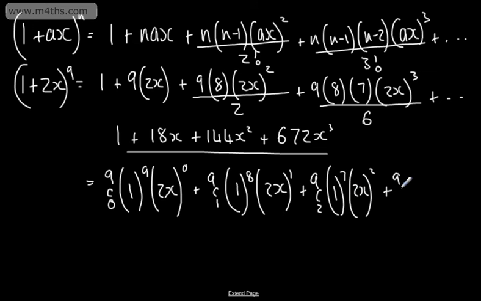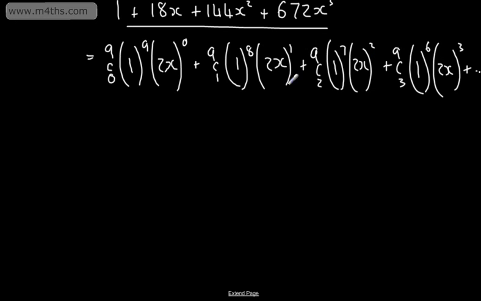Plus 9c3, we'd have 1 to the power of 6, and then we'd have 2x to the power of 3, and so on and so forth. Remember, we're going to have more terms. If we expanded it fully, we'd have 10 terms as we're going up to x to the 9th. 9c0 is 1. 1 times 1 times 1 is 1. 9c1 is 9. 9 times 1 times 2 is going to give us 18x.